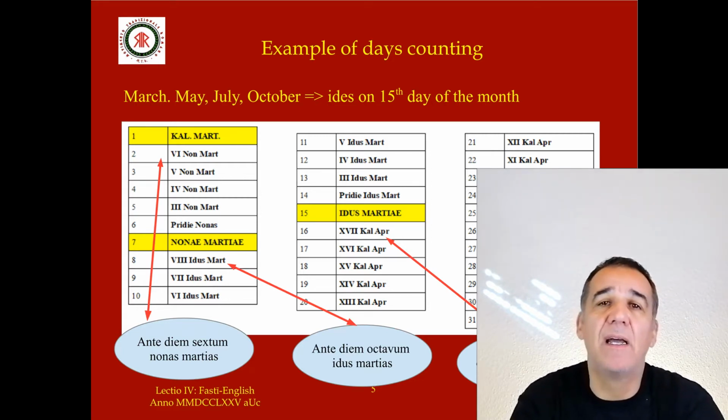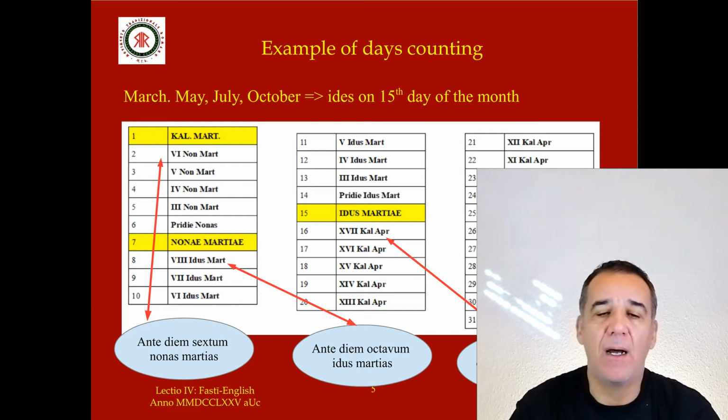When you find Gneus, actually you should read Gneus, and when you find Caius, you should read Gaius. But let's forget about it. It's not really the topic of this lesson.